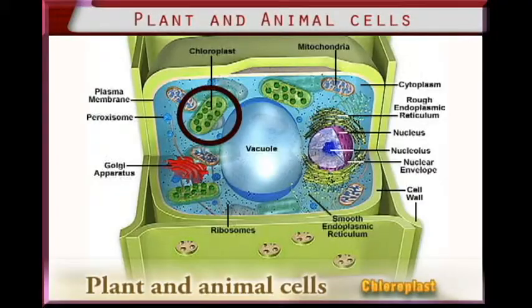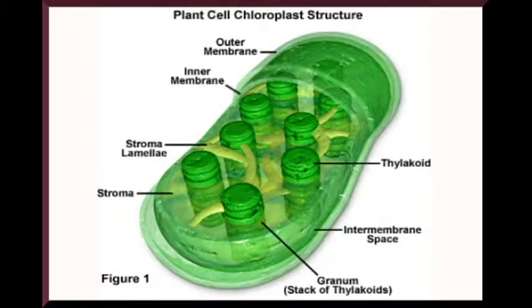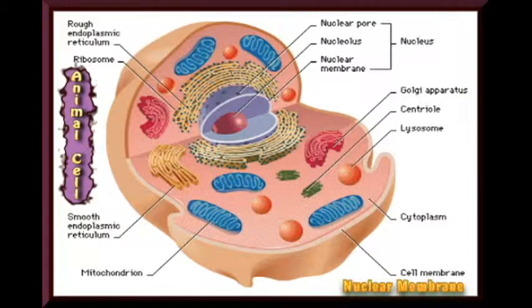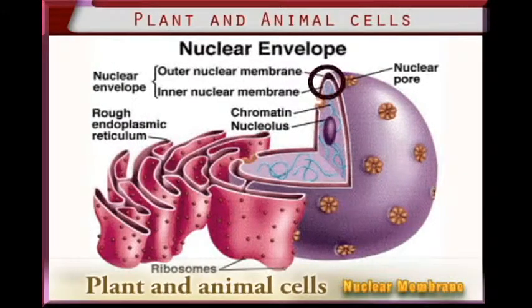Then there are chloroplasts. Chloroplasts, these are green pigments that are found in plants, and they contain chlorophyll. And chloroplast, it is the site where photosynthesis takes place. Then we have the nuclear membrane. A nuclear membrane is the one that allows exchange of material between the nucleus and the cytoplasm. It separates the two entities, separates the nucleus, and then it also separates the cytoplasm from the nuclear content.